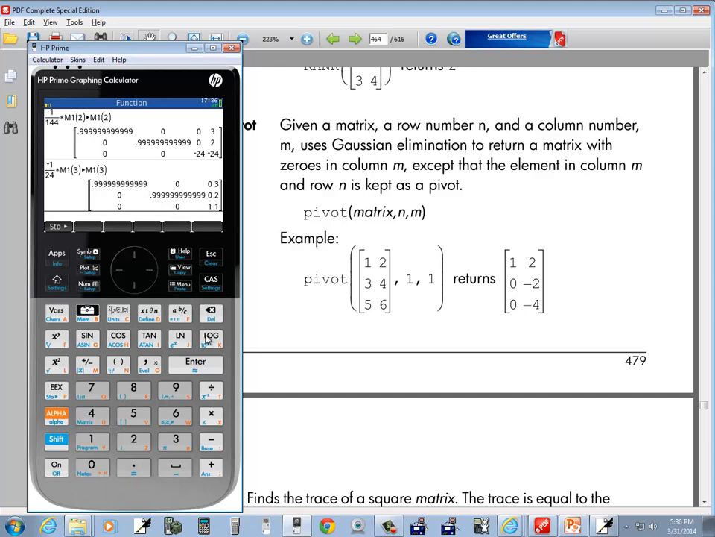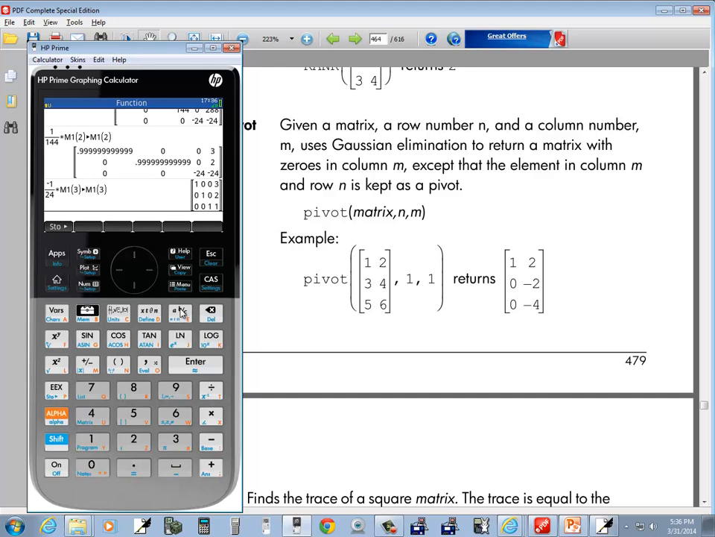Let's see if I press fraction. Pressing fraction one time got rid of that rounding issue. And you see I get the same answers.